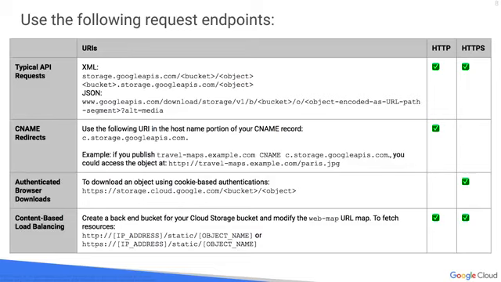You can modify the content-based load balancing configuration to route requests for static content to a cloud storage bucket. Requests to URI paths that begin with /static are sent to your storage bucket, and all other requests are sent to your virtual machine instances. You will create a backend bucket for your cloud storage bucket, modify the webmap URI map, and fetch resources using either of the listed URIs.